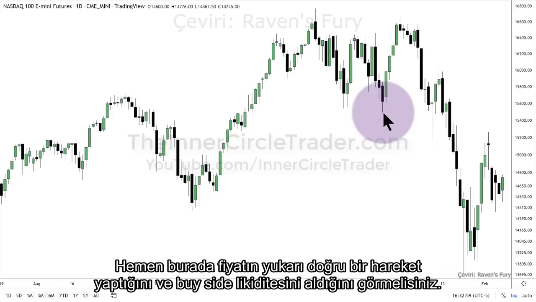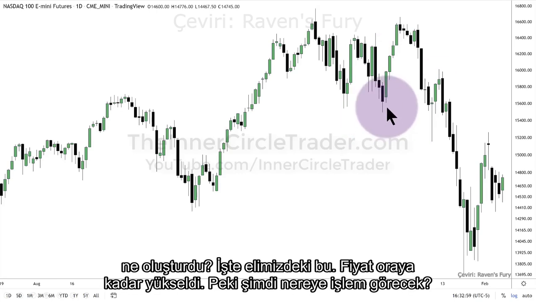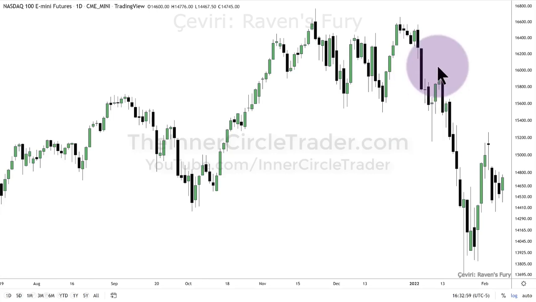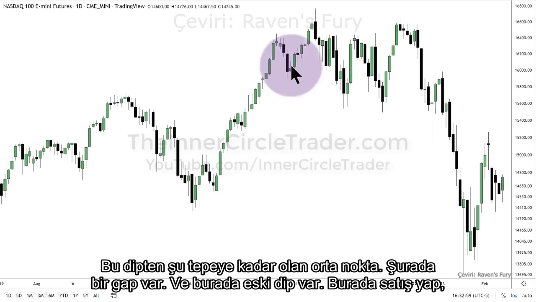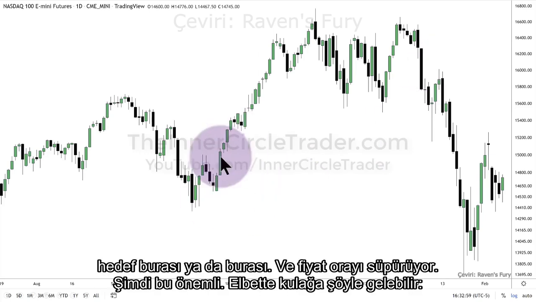So right away, if you're looking at this, you should see this run on price, taking out buy-side liquidity. See all these relative equal highs here? Ran above it, then broke below a swing low, created what? Fair value gap. Trades up into it. Now, where's it going to trade to? This low to this high, midpoint, there's a gap right there. And then you have the old low. Sell here, aim here, or here, and it runs it out.